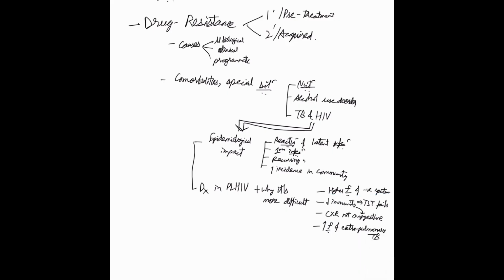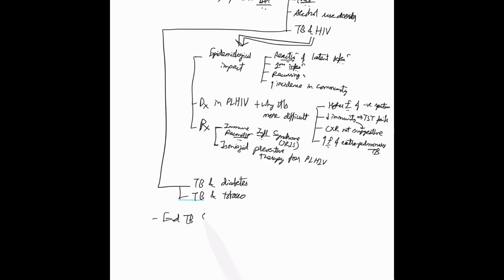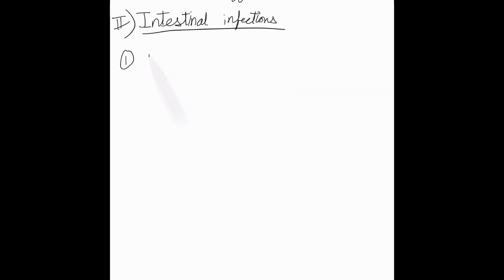We also deal with the treatment of immune reconstitution inflammatory syndrome or IRIS and isoniazid preventive therapy for people living with HIV. The previous point was diagnosis, not treatment. I stand corrected. And then TB with diabetes and TB with tobacco. And a short note on the End TB strategy. The End TB strategy is not usually asked, so it's fine. You can skip it. We then move on to the next type of communicable diseases, that is intestinal infections.